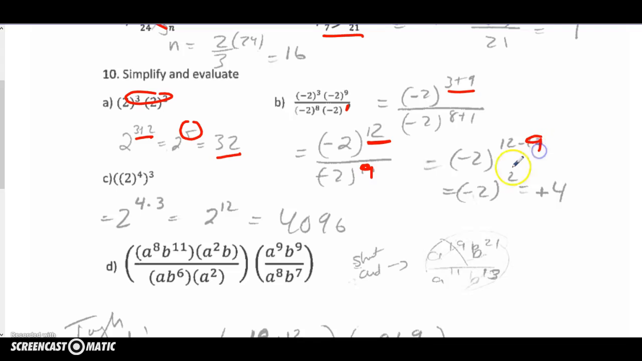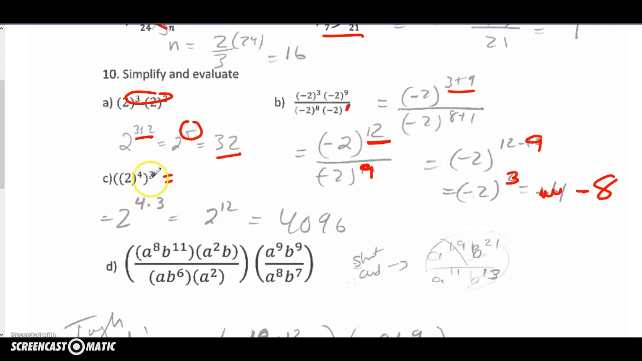12 subtract 9 is 3, and that's going to be minus 2 times minus 2 times minus 2. Okay, so this is a good question. So minus 2 times minus 2 times minus 2, the number's 8, and then it becomes negative 8 because you have 3 negatives. So negative times a negative times a negative.